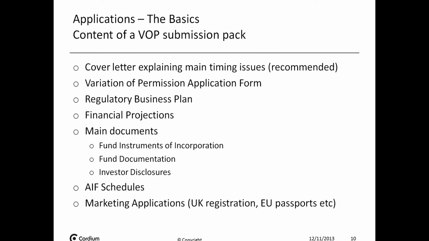Obviously, you're submitting the variation of permission application form, which contains 11 sections with all the detailed questions that you need to complete, and the regulatory business plan, which harks back to section 4 of the variation of permission document. And hopefully that will cross-reference all the questions that are coming up and make it clear to the FCA what you're doing.